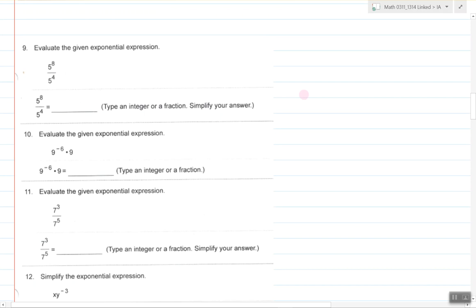On number 9, this is the quotient rule. And I'm just abbreviating some of this. And the quotient rule says keep the base, take the numerator exponent, and subtract the denominator exponent. That gives me the base of 5 raised to the 4th power.